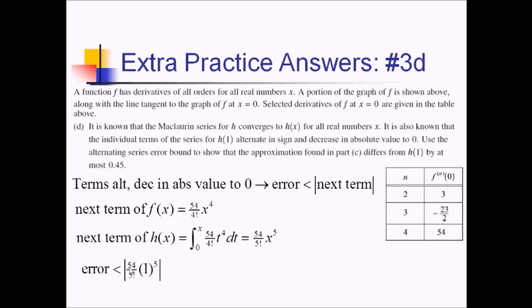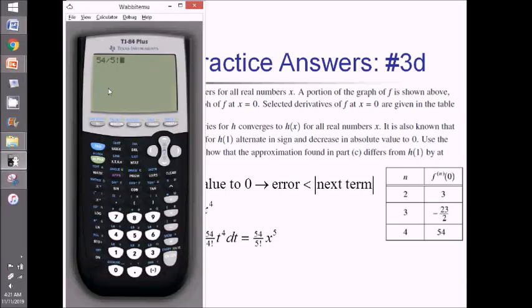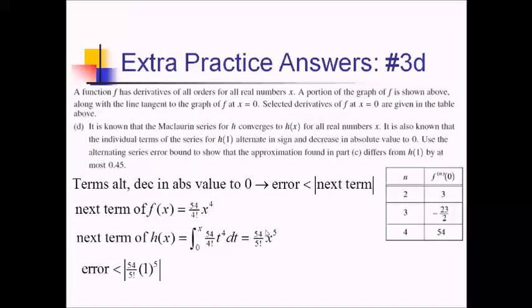So 54 over 5 factorial, what is it? Well, let's go to the calculator for this. If we do 54 divided by 5 factorial, and by the way, we have an invisible 1 to the 5th that we're not bothering to write, this comes out to 0.45, which is exactly the error bound they wanted us to show.